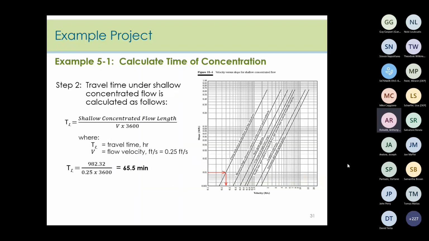So remember, the total flow path length is 1,000 feet, and since sheet flow segment length was calculated to be 17.68 feet, the length of the shallow concentrated flow segment must be the remainder, which is 982.32 feet. The value for the flow velocity can be determined from figure 15.4 mentioned earlier. And for this example, a horizontal line is projected across from the y-axis at the tick mark denoting the 1% slope to the curve representing the forested areas. And the corresponding velocity is 0.25 feet per second. And this value is then entered into the equation for the travel time for this segment. You get 65.5 minutes.